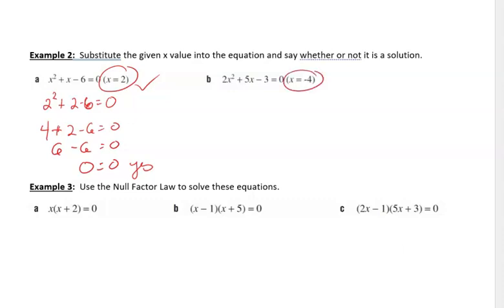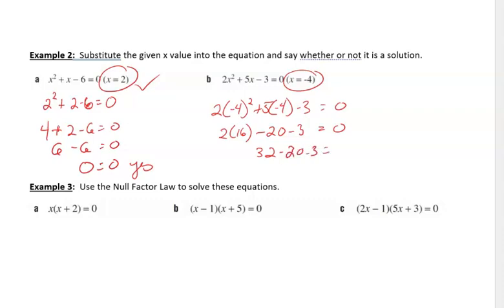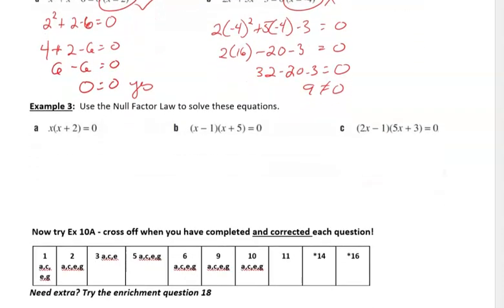And now, if x is going to be negative 4, we have to be careful here. So 2 times negative 4 squared plus 5 times negative 4 minus 3 is going to equal 0. So we have 2 times negative 4 squared. So negative 4 times negative 4 is 16. Plus 5 times negative 4 is negative 20. So we're just going to subtract 20. 2 times 16 is 32. I think it's pretty obvious at this point that there's no way that's going to equal 0. So 9 does not equal 0. So sorry, Tennessee, that is not an answer.